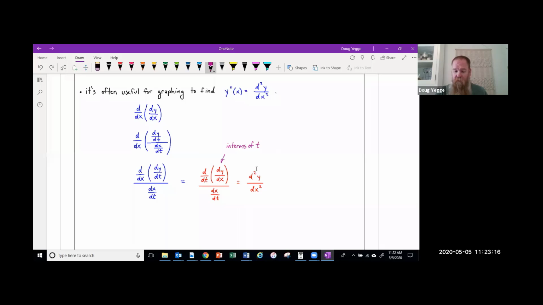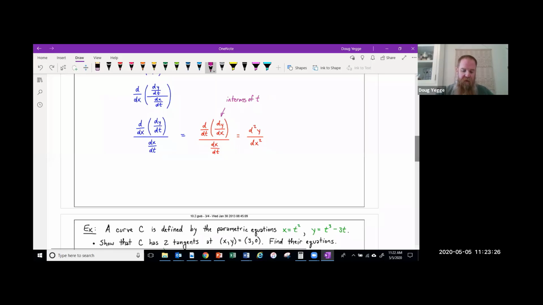There's another proof of why this works as well. Let's just do the quotient rule here. Let's do this again. Let's say that we want to find d/dx of dy/dt over dx/dt.